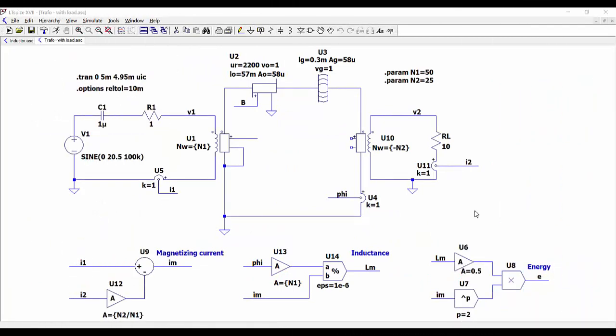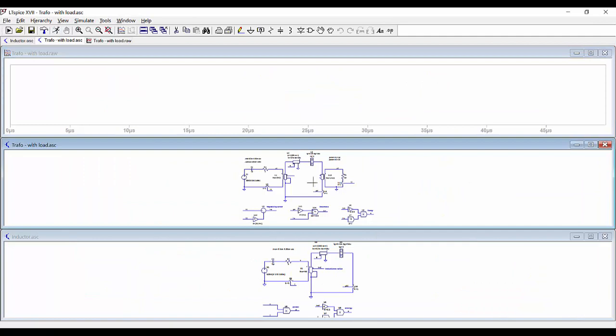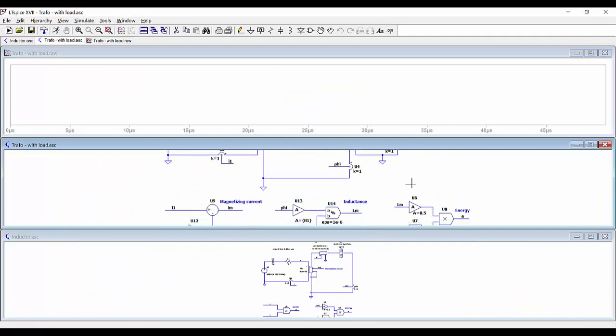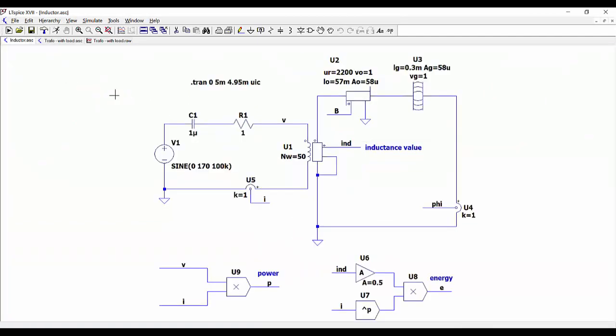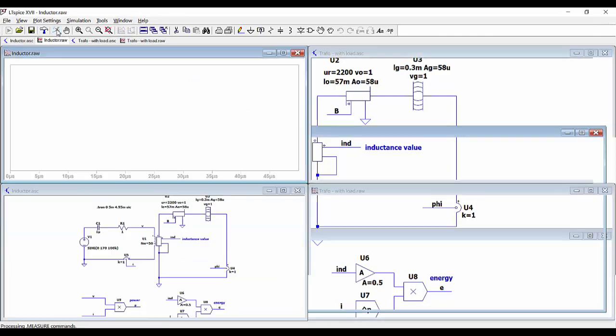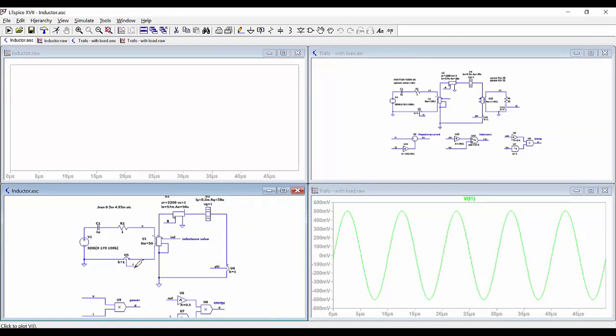Now let's do a quick simulation comparing the operation of the transformer with the operation of the inductor. For this we are going to operate both of them with the same current circulating through the primary winding in the case of the transformer and through the winding of the inductor. So here we have the transformer, we can run the simulation. And here we can measure the value of the current through the primary, and then we can run also the simulation of the inductor and measure the current through the inductor.